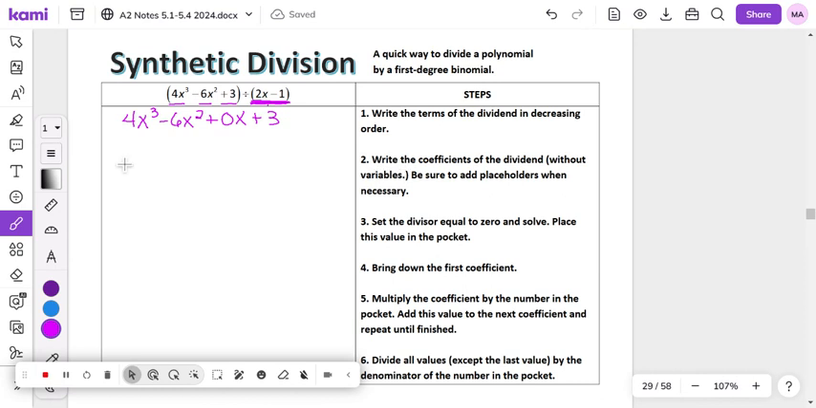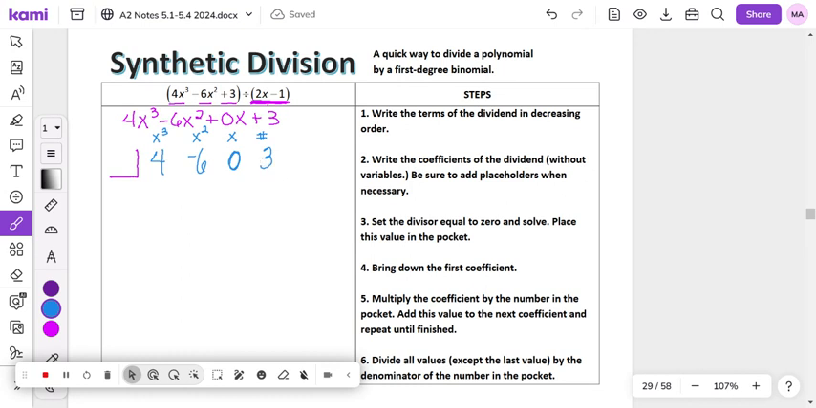So now what we're going to do is I'm going to set this up. So we're going to put a little pocket over here, and we'll get to that in a moment. But I'm going to take these coefficients and I'm going to write them in order because I'm going to need a column to do x cubed calculations, x squared calculations, x calculations, and then our constant will need some calculations. So we have 4x cubed, we have negative 6 x squared, we have 0x, and then we have a constant which is a 3.